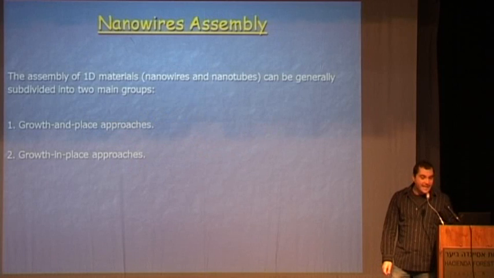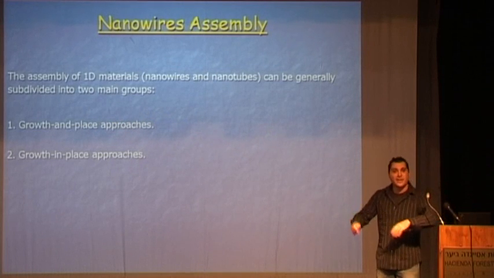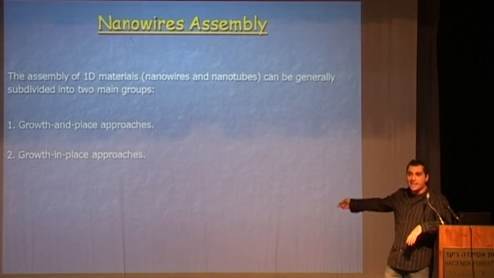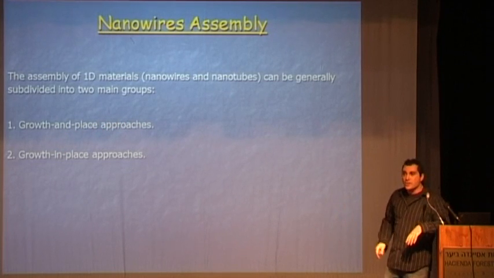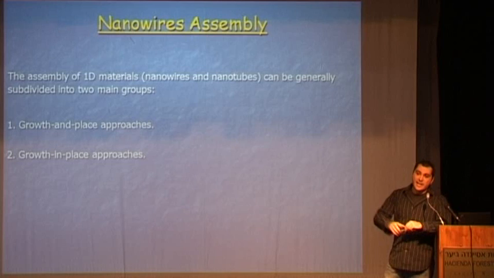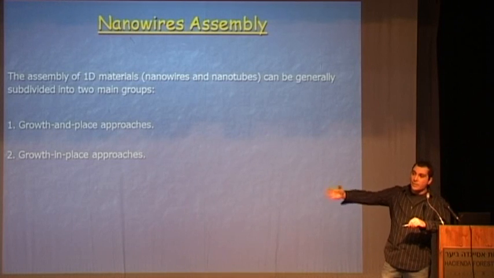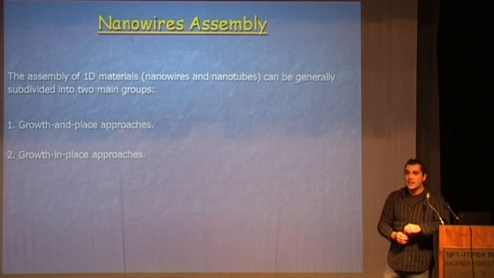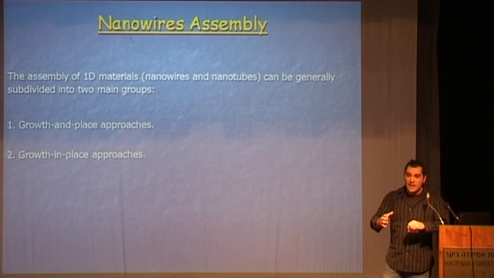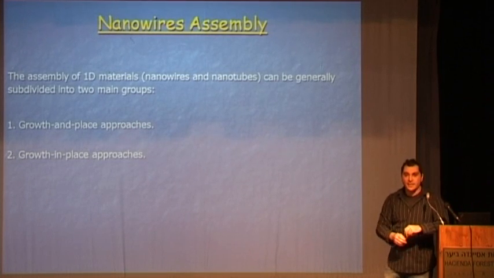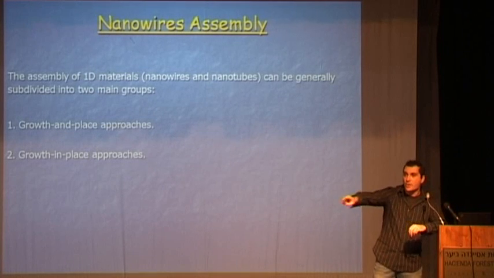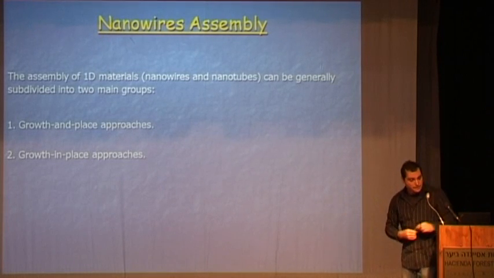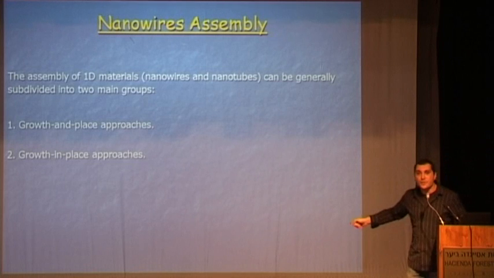So there are 2 techniques in order to assemble nanowires. One is growth and place, and the other one is growth in place. The growth and place requires growing a nanowire on a substrate, removing it from the substrate, and then putting it on a surface. So we need to control how to manipulate the nanomaterials in order to make each nanowire sit wherever I want it to be. And the second one is the growth in place.